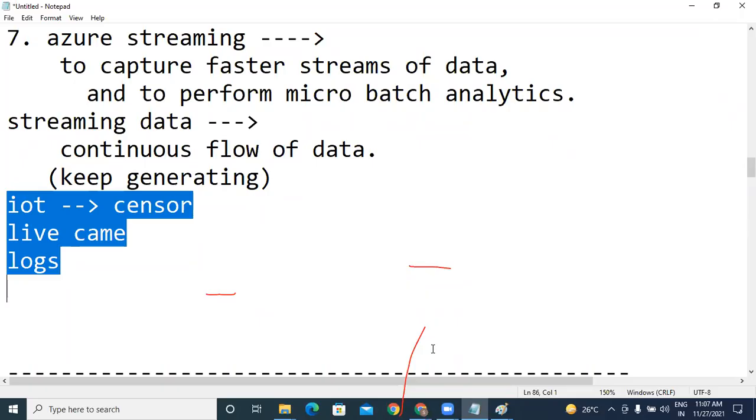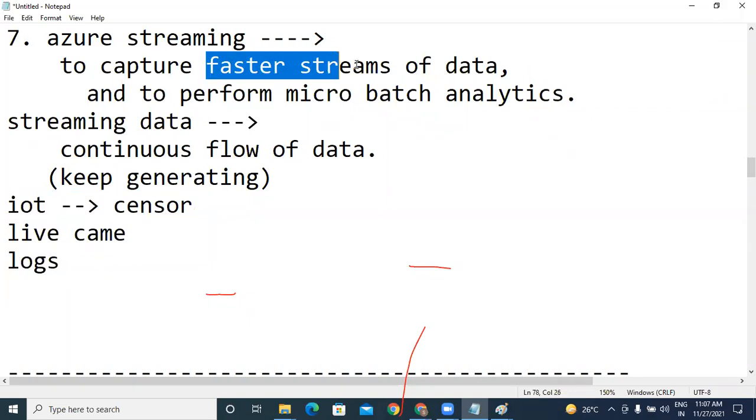Did you understand? Got it? In a second, millions of records are generated. With whatever speed the logs are generating, there should be a tool that can capture them at that speed. That is the meaning of the first line: to capture faster streams of data.